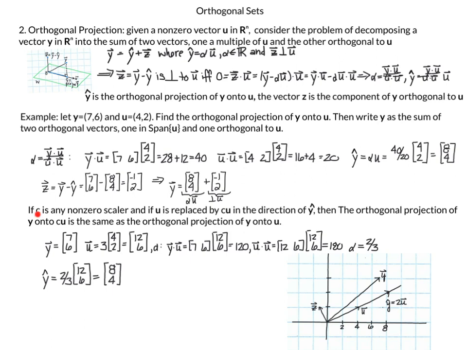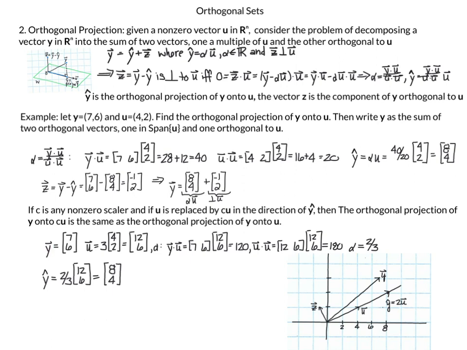If c is any other non-zero scalar, and if u is replaced by cu in the direction of y hat, then the orthogonal projection of y onto cu is the same as the orthogonal projection of y onto u. This was in your book, so I thought maybe we should explain that.